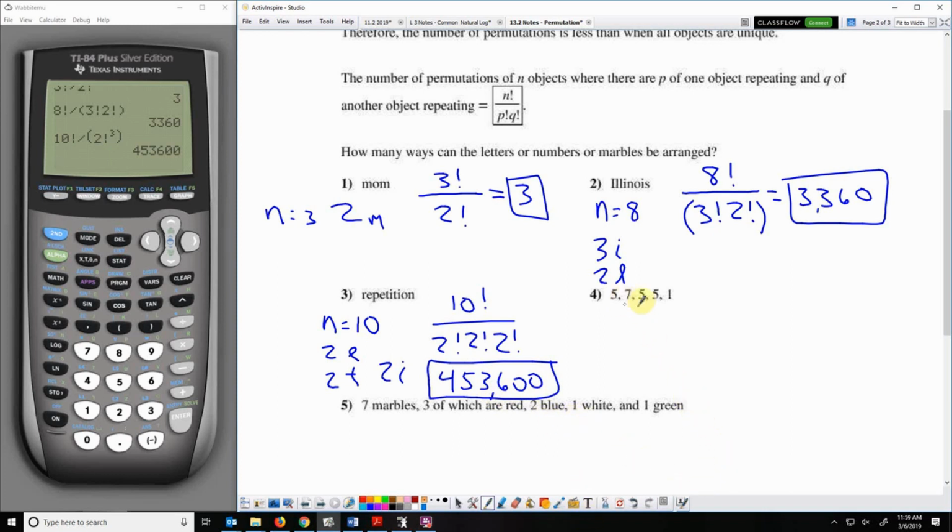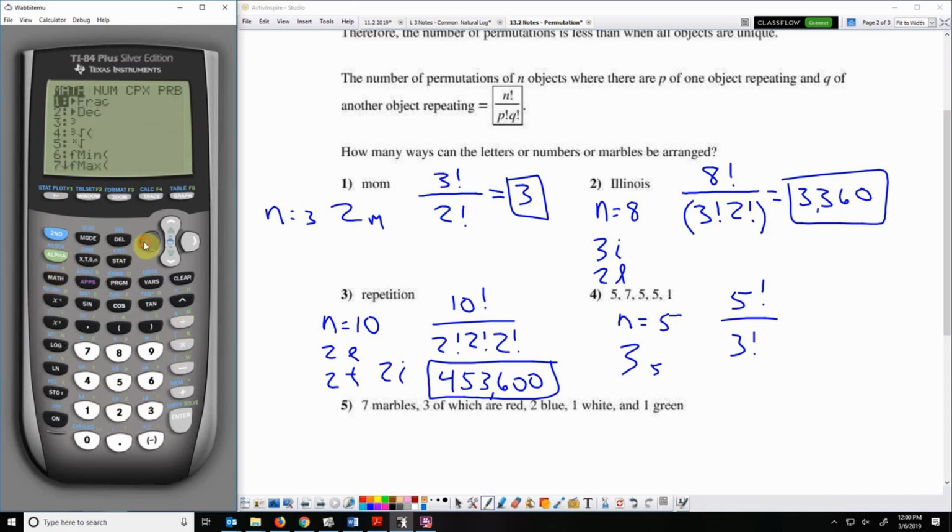Okay, so now I'm dealing with numbers. I've got 1, 2, 3, 4, 5 different numbers. So n is 5. 3 of them are 5s. So I've got 5 factorial because there are 5 numbers total over 3 factorial because 3 of them are the same number. 5 factorial divided by 3 factorial. There are 20 different ways to arrange those numbers.